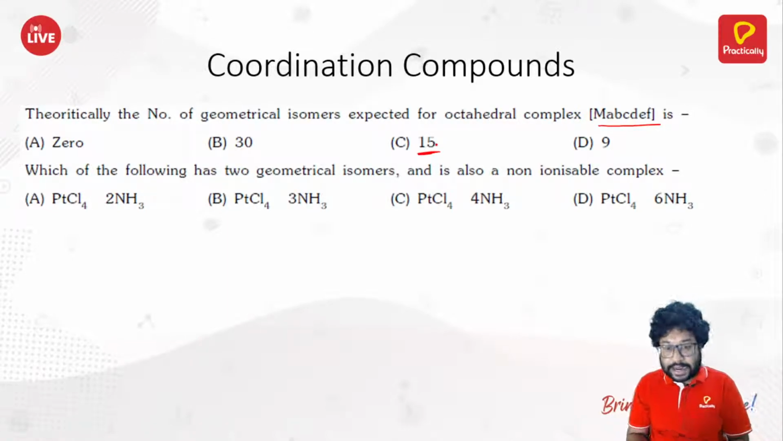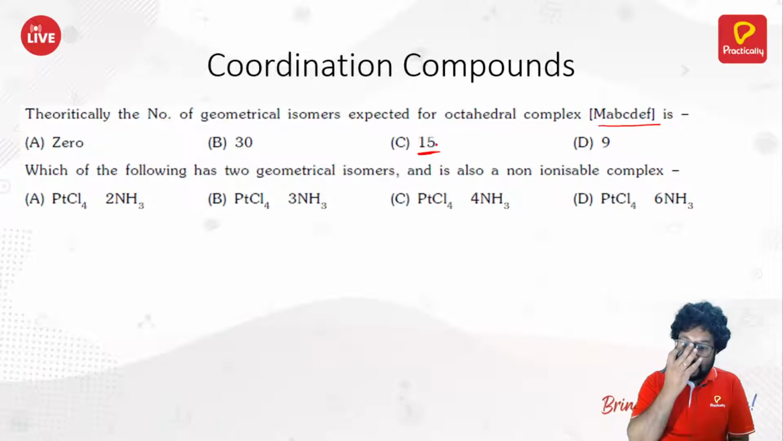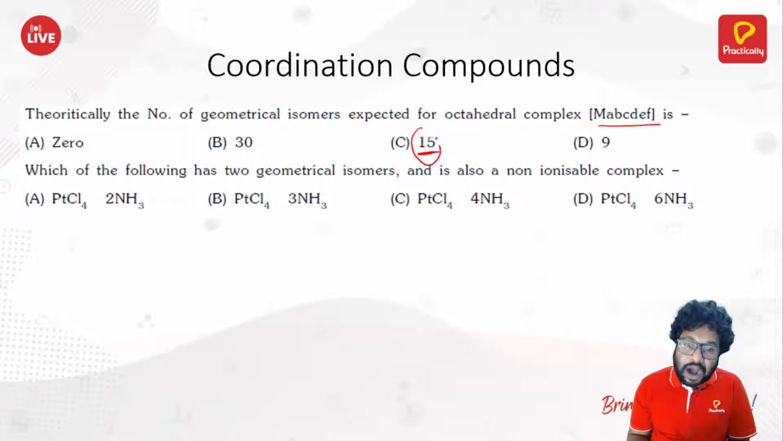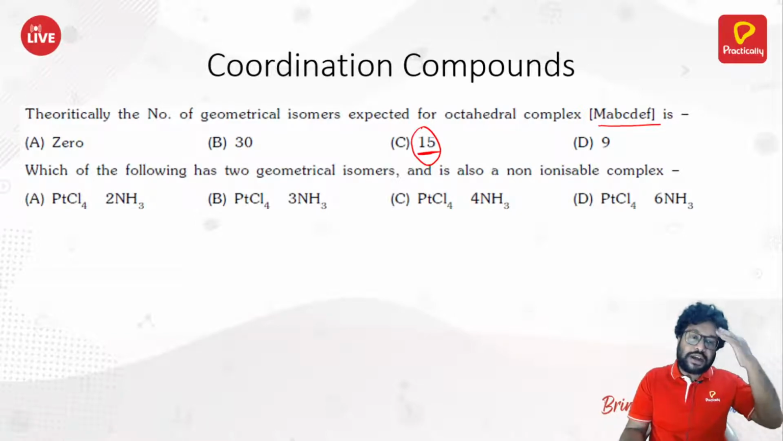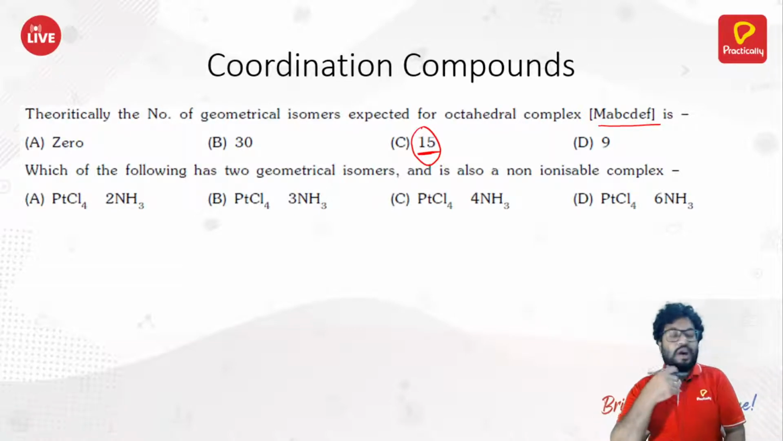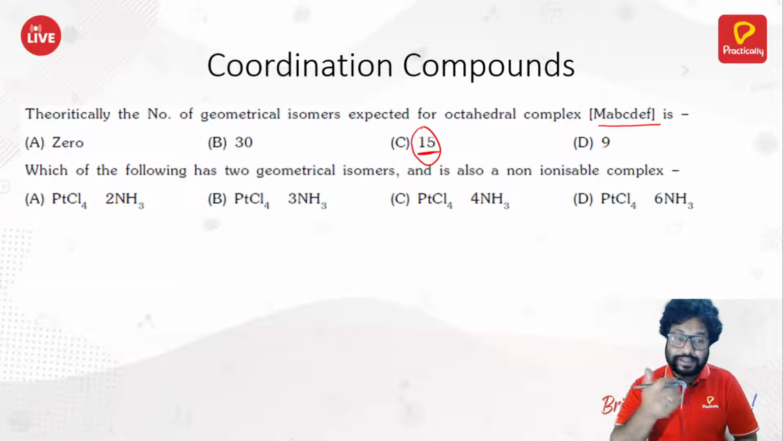I mean, basically it can show 30. Technically, it can show 30 isomers, out of which 15 are cis, 15 can be called trans. And that is why we can say theoretically it can show 15 geometrical isomers, however, of which only 2 or 3 have been isolated. So that is why I'm saying theoretically. Practically only 2 or 3 have been isolated. We don't know about the other isomers.